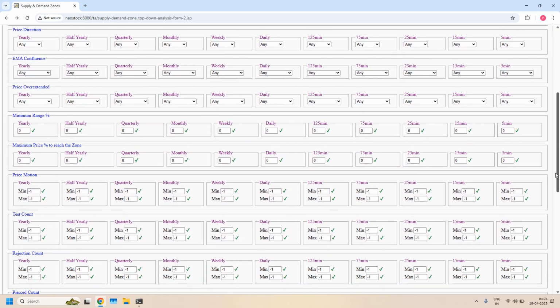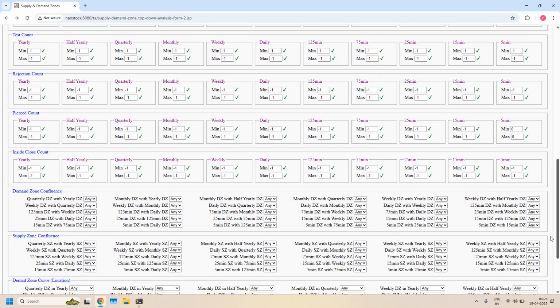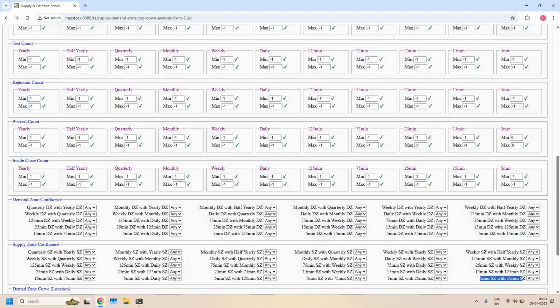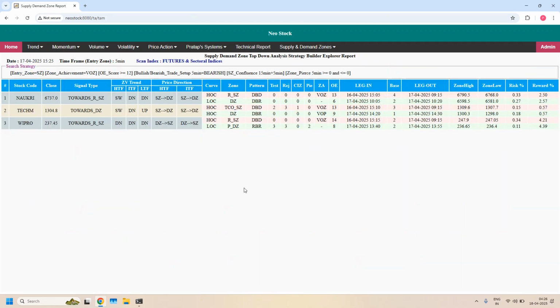First filter is 5 minutes and 15 minutes supply zone confluence. So I enable the filter. This is LTF ITF supply zone confluence. So we got 3 stocks. So these 3 5-minute supply zones are overlapped with 15-minute supply zone, and 15 minutes trend, ITF trend is down.